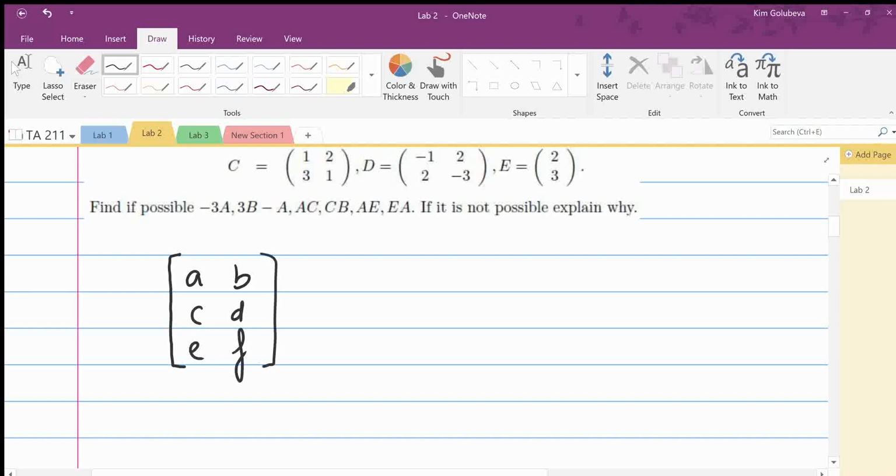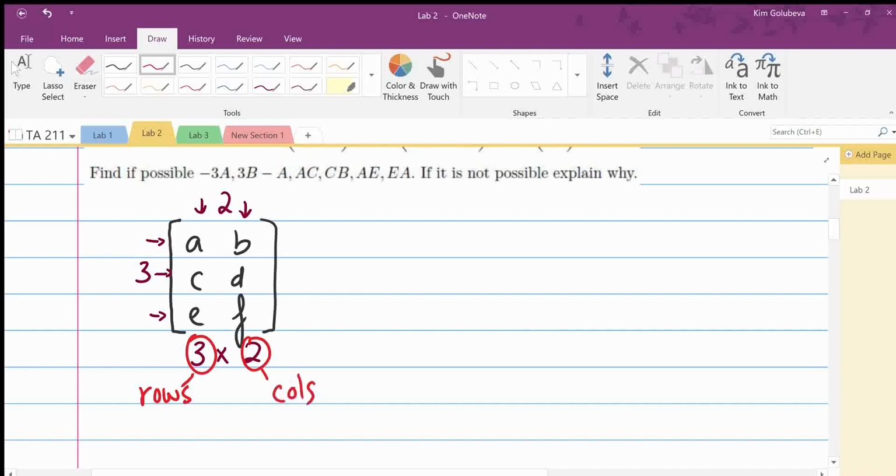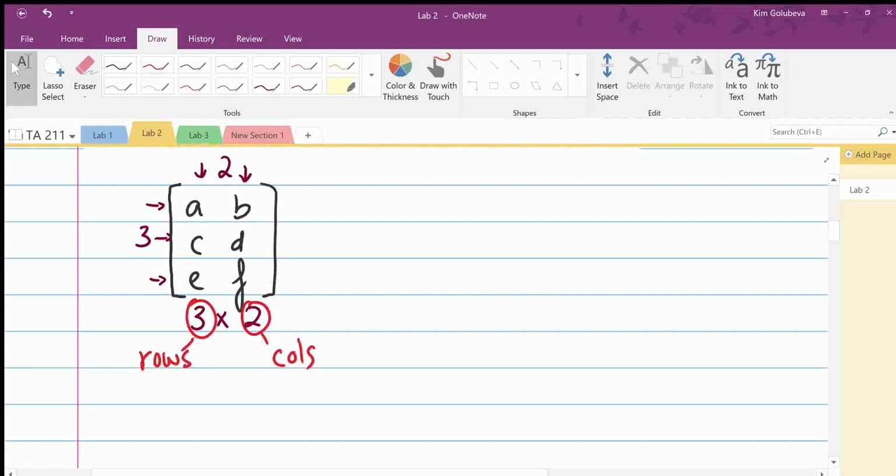This matrix here, just to make sure that we're all on the same page. This matrix is a 3 by 2 matrix because we have 3 rows, 1, 2, 3, and we have 2 columns. When we're describing the dimensions of a matrix, the first number is our number of rows, and the second number is our number of columns.